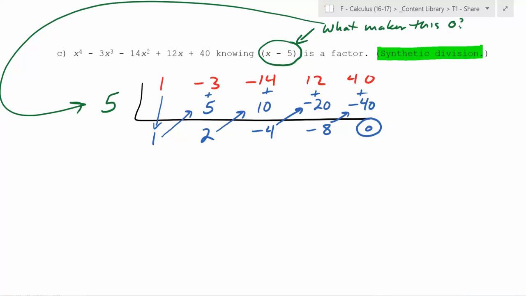So if you did this and it doesn't come out to 0, what does it mean? That's not a factor, true. Either it's not true or you made a mistake somewhere in here. Okay? So if I tell you something is a factor and the synthetic division doesn't come out to be 0, you need to check your work.